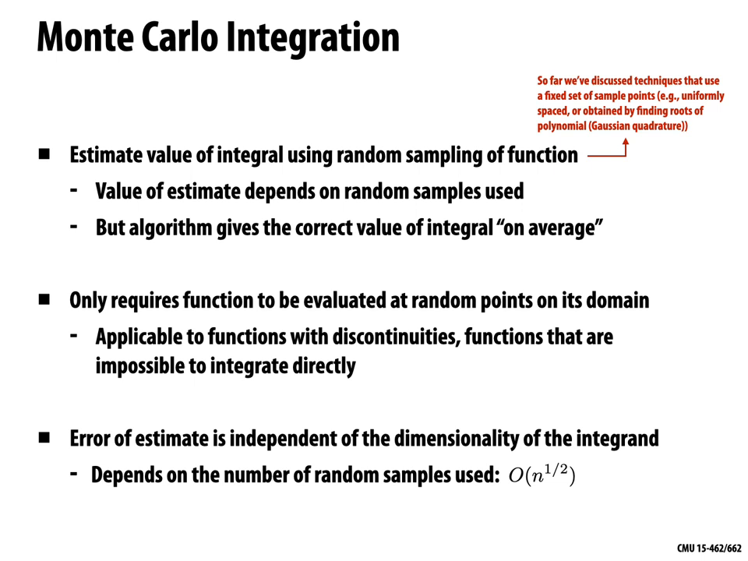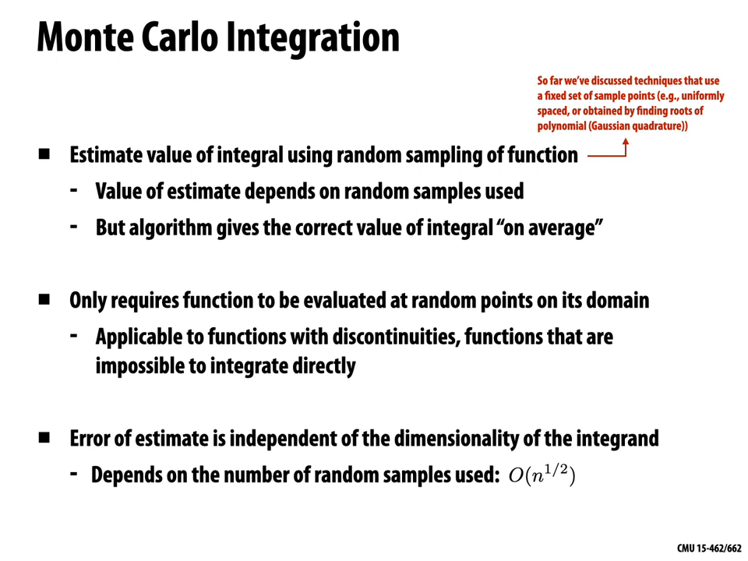So far, we've been doing all of our sampling based on some very deterministic, straightforward rules, like sample the function in the middle of the interval, or use these fixed Gauss quadrature points, or whatever it is. Well, what we're going to do is throw randomness into the picture. So rather than always sampling at some known location, we're going to estimate the value of the integral using a random sampling of our function. What that means is that our estimate is going to be different every time we run the algorithm. The value of our estimate depends on which random samples we use. It's kind of a weird property.